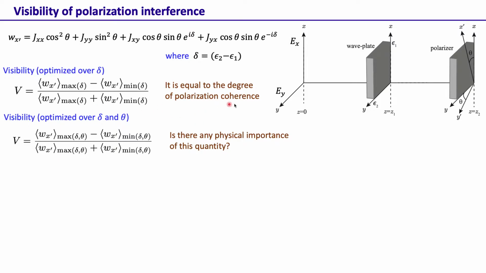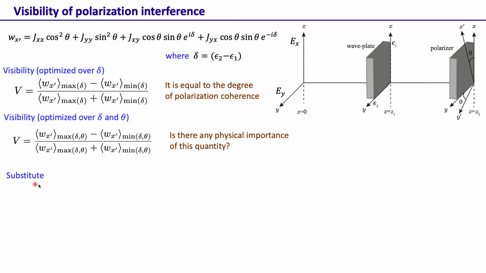Here this visibility equals the degree of polarization coherence, which is the degree of correlation between the field vibrations in these two different directions. So the question is, is there any physical importance of this quantity, this visibility? And that is the question we want to answer today.